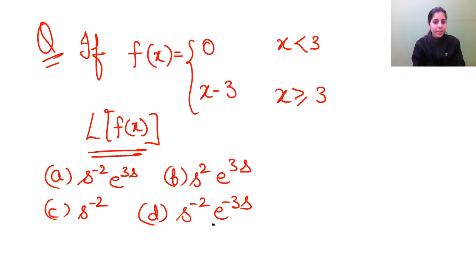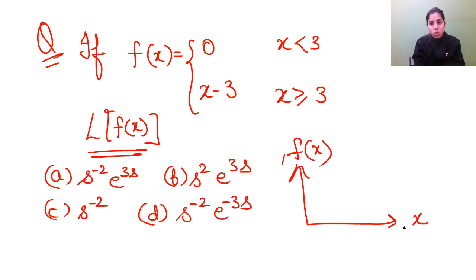Okay, that's correct, guys. It's not a periodic function. It's just a simple function. So if I talk about f(x), the value of the function is 0 for x less than 3. If we plot the graph of f(x) against x, from 0 to 3 the value of the function is 0. And for x greater than or equal to 3, its value is x minus 3. Clear? This is the case.